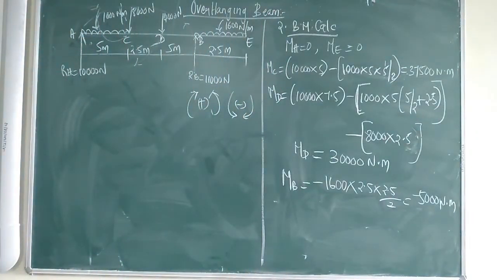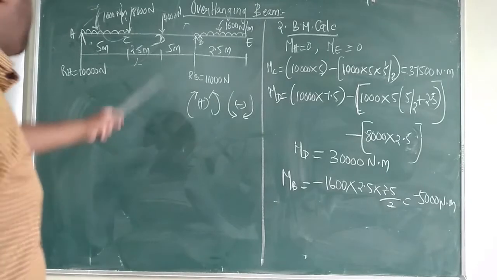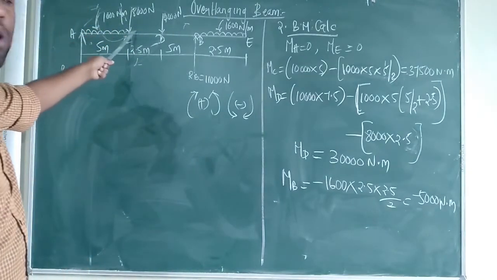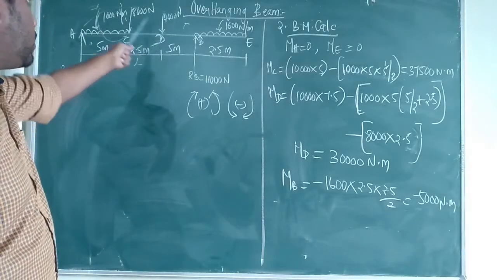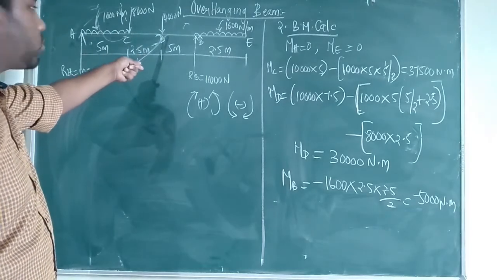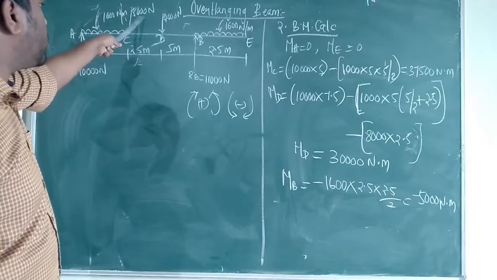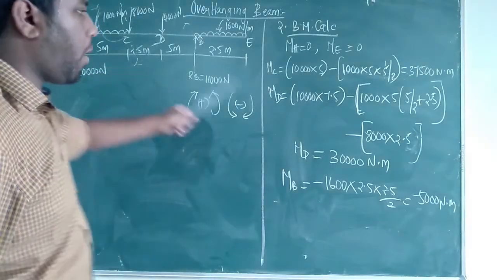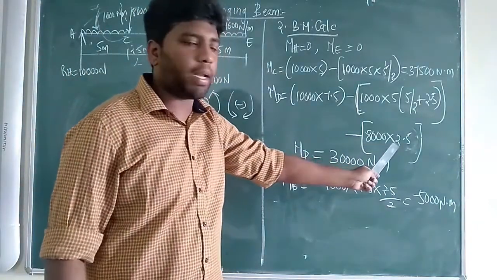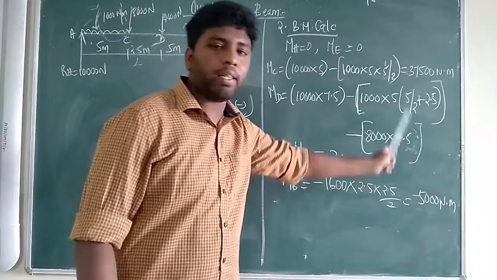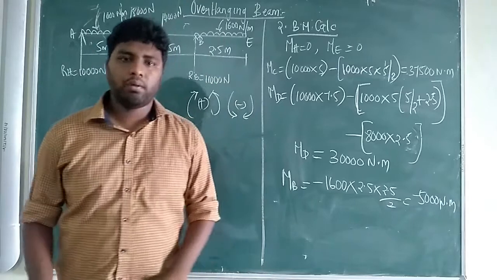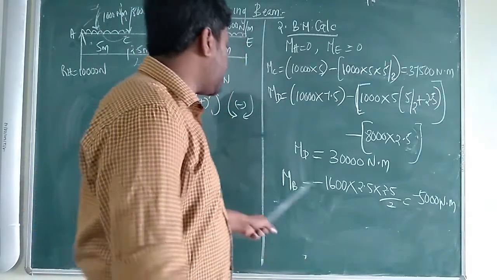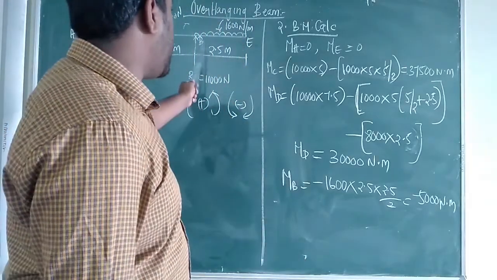You understand? So next, minus, the point load is there. This point load also will act in a downward direction. So that will be 8,000 Newton into what is the distance? 2.5 meter. 8,000 into 2.5 meter. If you solve this entire thing, you will get the answer MD is equal to 30,000 Newton meter. Understand? Next one is moment at B.